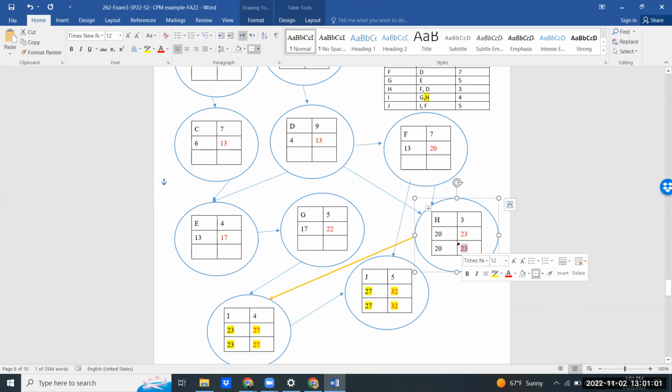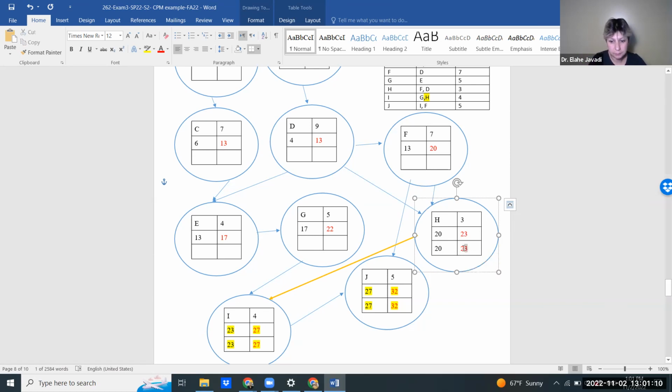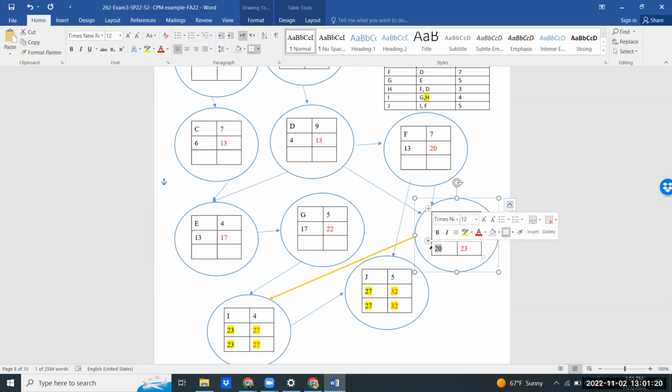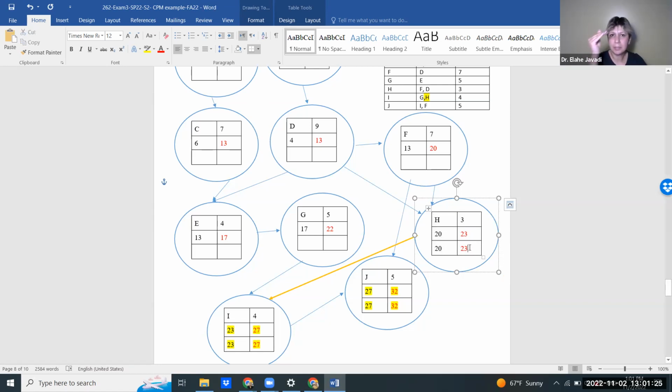So you have until that day to complete. 23 goes here, and then you deduct the 3 days of duration, and that's the latest you can start. Does that make sense? You got the mix up. When we go backwards, we set the late finish, and then late start becomes late finish minus duration. This is the latest H can finish.